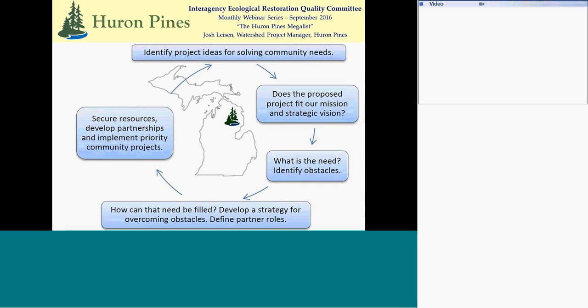And this diagram basically summarizes a process that we use for identifying and analyzing potential community engagement type projects. It starts with identifying community needs and deciding whether or not they align with our mission and our strategic vision. If it's a good fit for us organizationally, the next step is to identify obstacles, meet with stakeholders to develop strategies for addressing those needs, and then moving forward with fundraising and implementation with a sound plan in place.